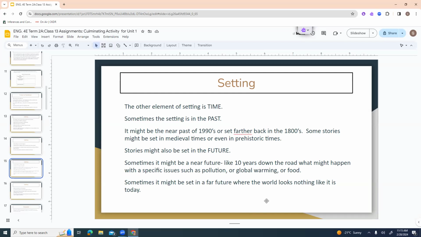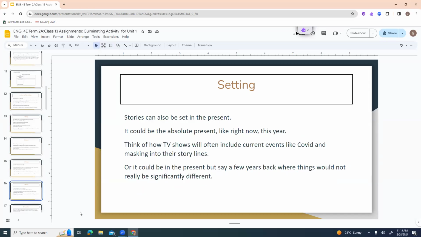Stories might also be set in the future, might be in the near future, like say 10 years down the road. What might happen with specific issues such as pollution or global warming or food? Sometimes it might be set in a far future where the world looks nothing like it is today and it's not really very clear how it got to that state.